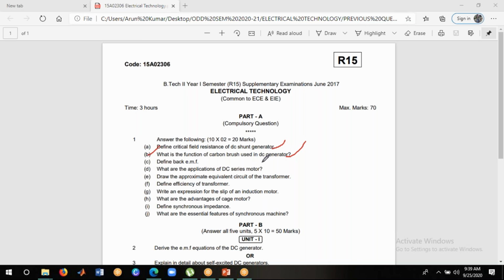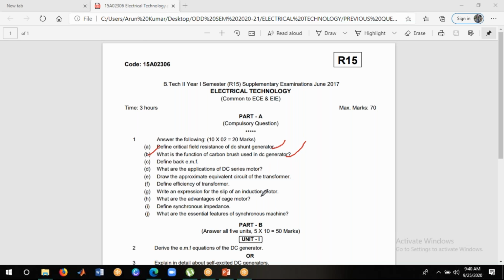What is the answer for the second question? What is the function of carbon brush used in the DC generator? Brushes ఎందుకు use చేస్తారండి? What is the purpose of using the brushes here? To collect the current, okay, without any sparks. The sparking అనేది అక్కడ కాకుండా కరెంట్ ని collect చేయడానికి we are using the brushes in the DC generator.